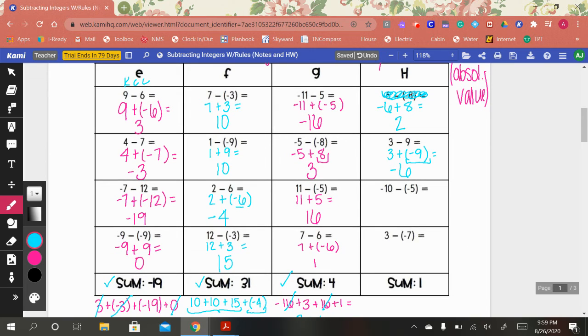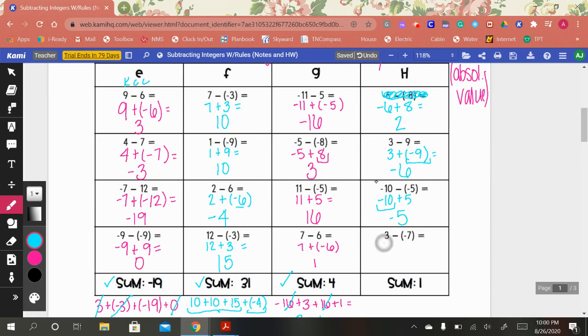All right, next one on the agenda is -10 minus -5. And so we are going to do keep, change, change to -10 plus +5. All right, I subtract. 10 minus 5 is 5. And then you guessed it, it's going to go negative because 10 has a greater absolute value and 10 is negative.